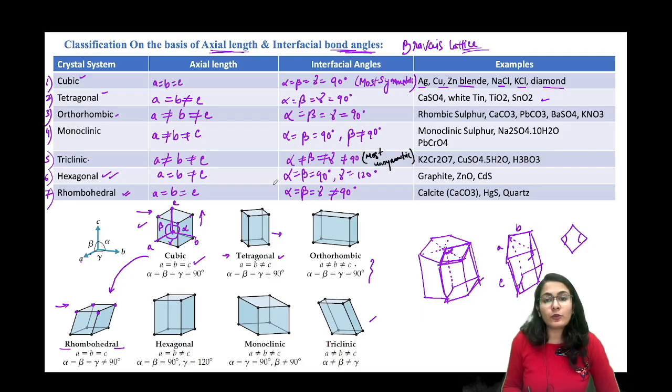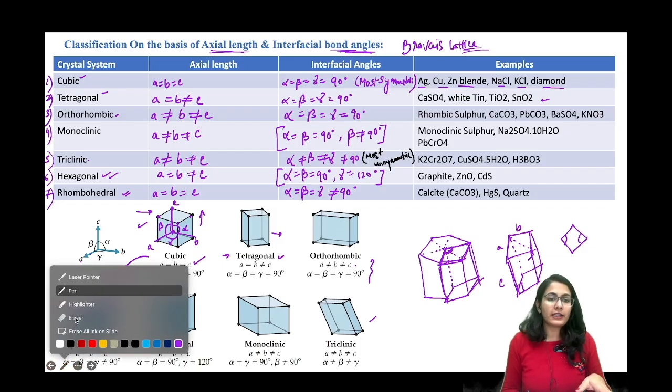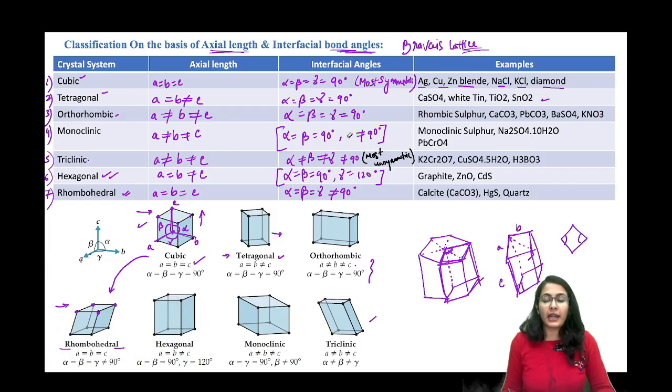So you might get confused between these two. You might get confused between hexagonal and monoclinic because the angles look similar. This gamma is not equal to 90 degrees, but that doesn't matter because these sides are different. Monoclinic has similar sides, unsymmetric as compared to triclinic. Its sides are the same, but the angle is similar to hexagonal.